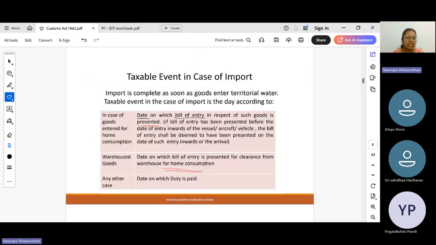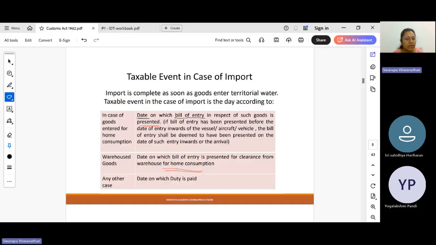Taxable event in case of import. What is the taxable event? In case of goods entered for home consumption, the taxable event is the date on which the bill of entry in respect of the goods is presented. In case of warehoused goods, it is the date on which the bill of entry is presented for clearance for home consumption. In any other case, it is the date on which the duty is paid.